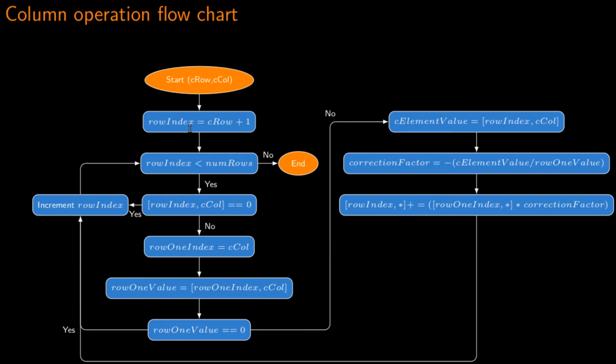We then set a variable called row index equal to C row plus 1, and then we see if row index is less than the number of rows. Obviously that's going to implement a loop. If it isn't less, then we finish. If it is, then we go down to here.